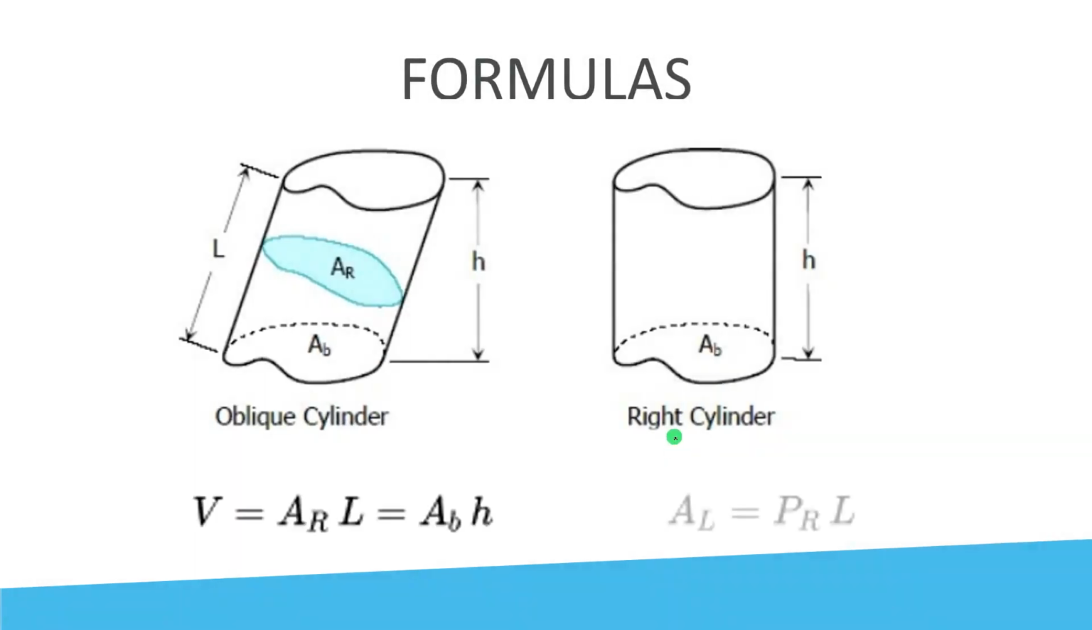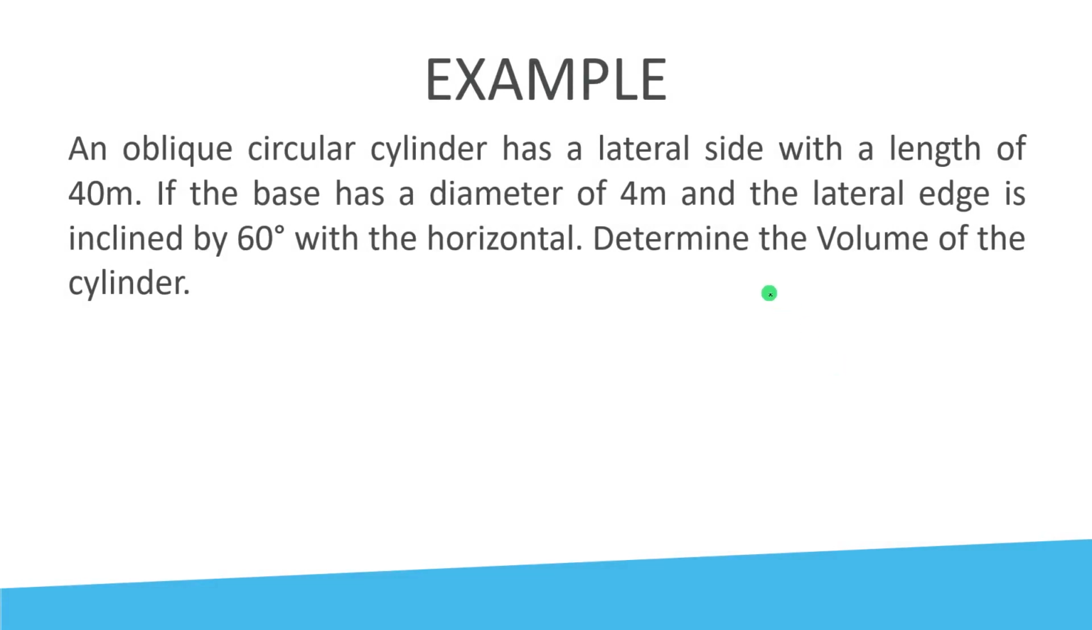So again, applying the formula for the volume, area of the base times height, and for an oblique cylinder, this is the equivalent formula. The same applies with the lateral area, the perimeter of the base. So usually if it is a circle, just the circumference of the base times the length or the height. So again, let's solve some sample problems.